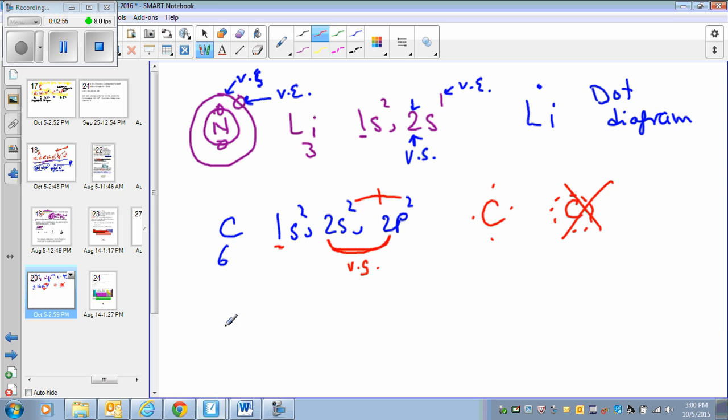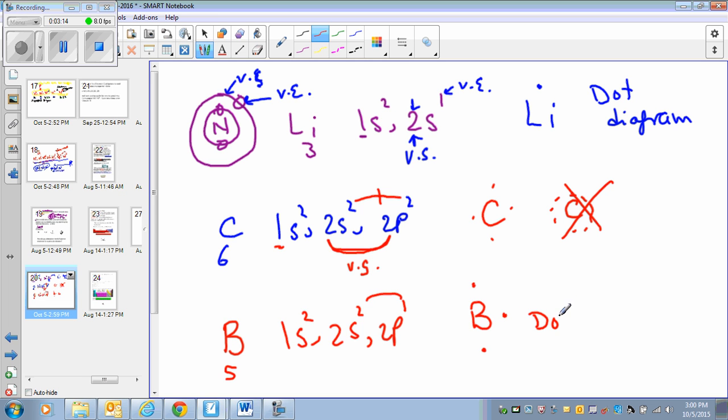So let's do boron. Boron has 5 total electrons. Atomic number is 5, so the electronic configuration is 1s2, 2s2, and 2p1. So how many valence electrons? 3. So I draw boron, and I go 1, 2, and 3. This is the dot diagram of boron. So you can find the valence electrons by looking at the electronic configuration and seeing which one has the biggest number.